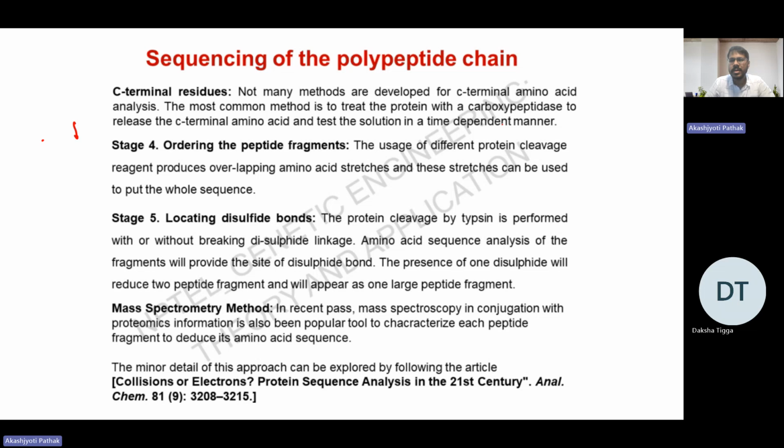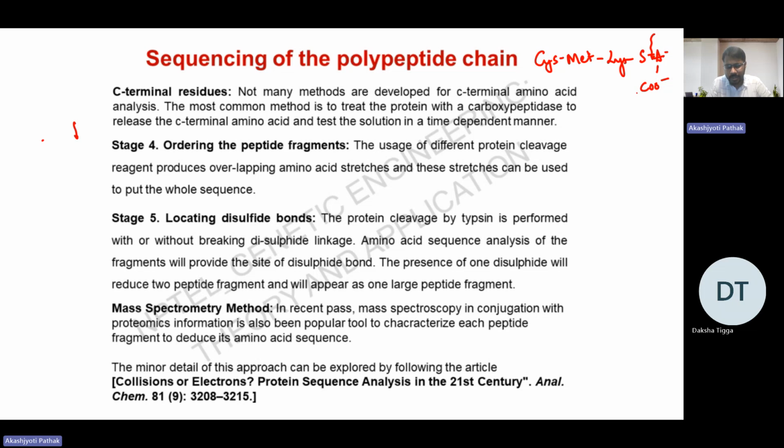What does this mean? So, for example, you have this molecule: cysteine, methionine, lysine, serine, and say, for example, alanine. So what carboxypeptidase does, it will start cleaving from this end. Carboxypeptidase will start cleaving. This peptidase reacts with the COO minus group, which is free at the C-terminal end of the protein.